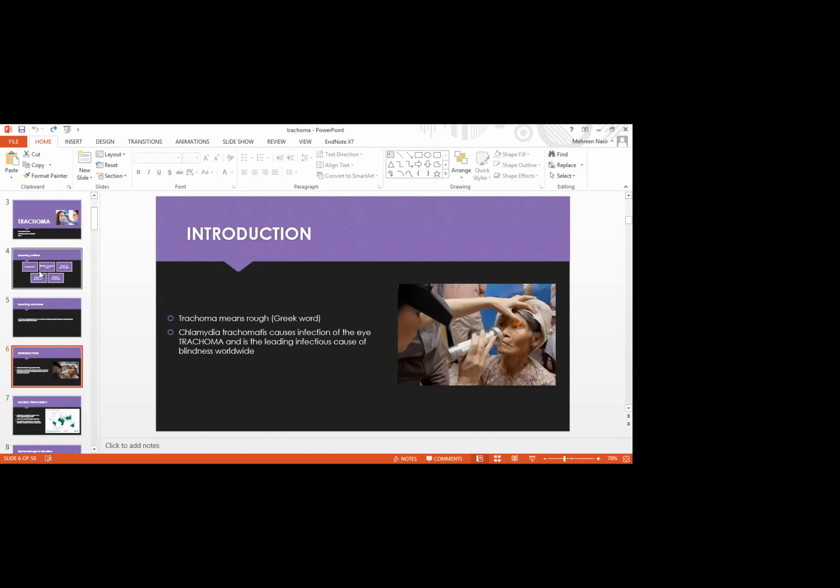Introduction. Trachoma is a Greek word which means rough. Chlamydia trachomatis, which is the organism responsible for causing trachoma, causes infection of the eye, which is known as trachoma, and is the leading infectious cause of blindness worldwide.